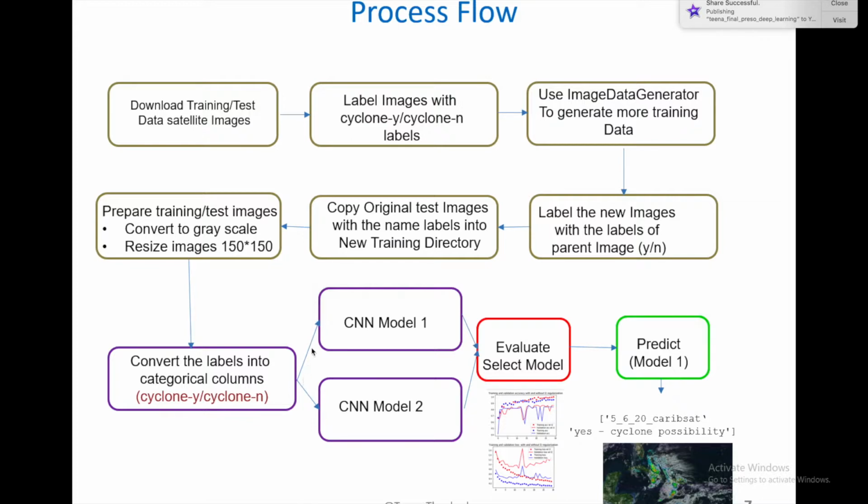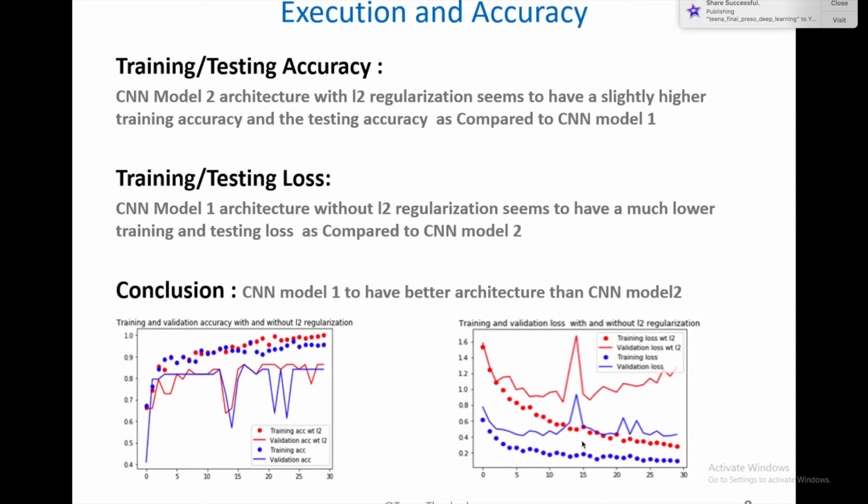The data was passed through CNN Model 1 and Model 2 architectures, and these two models were evaluated based on accuracy and loss, out of which we found that Model 1 is a better model, and this is the kind of image which was passed to it, and the model came out with the prediction that the Caribbean satellite for 5620 shows that there are some chances of possible cyclones.